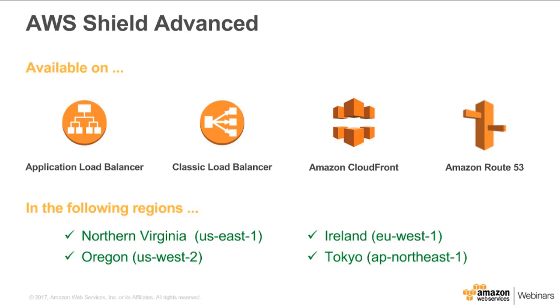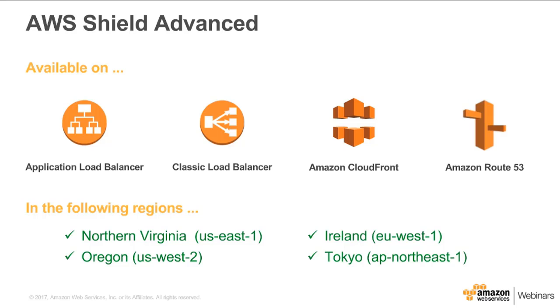So AWS Shield Advanced today is available on 4 different services and in 4 AWS regions. It's available on Application Load Balancer, Classic Load Balancer, Amazon CloudFront, and Amazon Route 53. And the regions that we currently make available for you are Northern Virginia, Oregon, Ireland, and Tokyo.